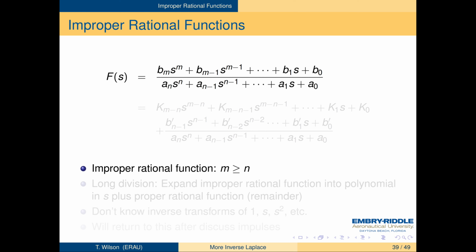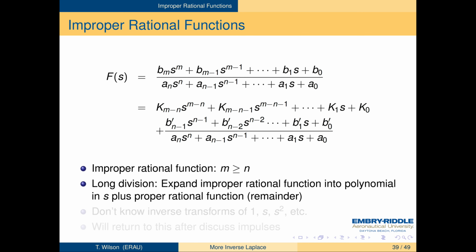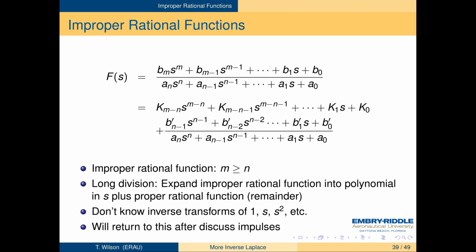So when we have an improper rational function where m, the order of the numerator, is as large or larger than n, the order of the denominator, we can use long division to write capital F of s as an m minus n order polynomial plus a proper rational function, the remainder of the long division. While this helps us out with certain multiple order pole problems, it doesn't help us in general because we don't have the inverse transforms of 1, s, s squared, etc. We'll return to these after we discuss impulses later in the term.